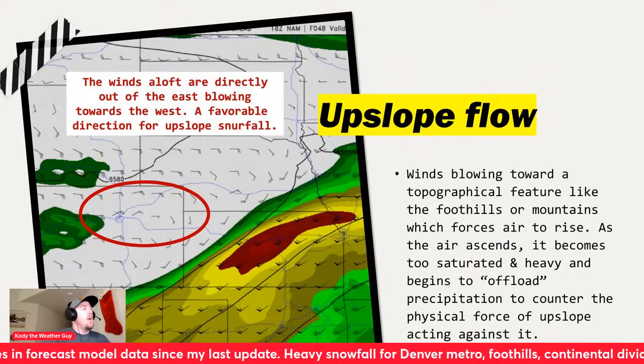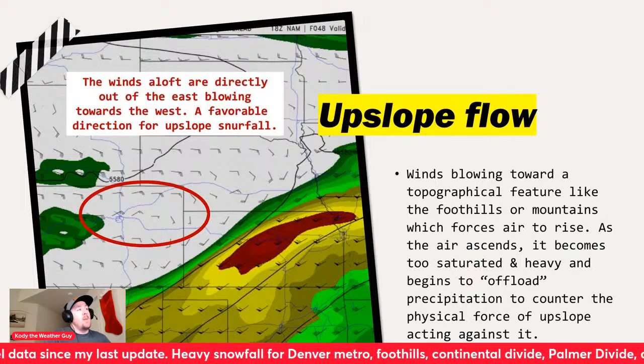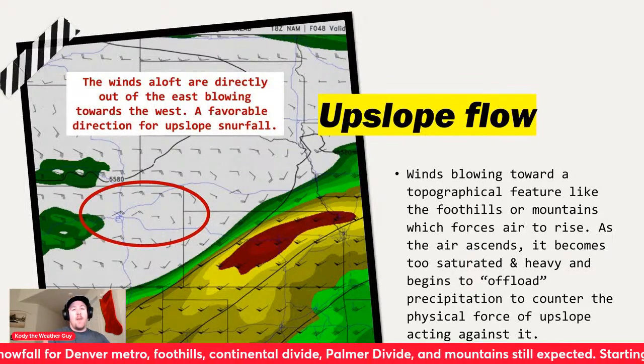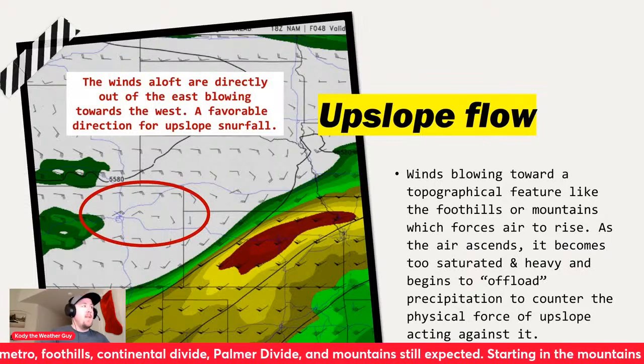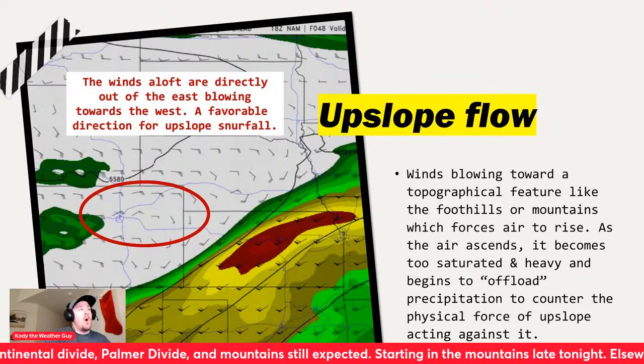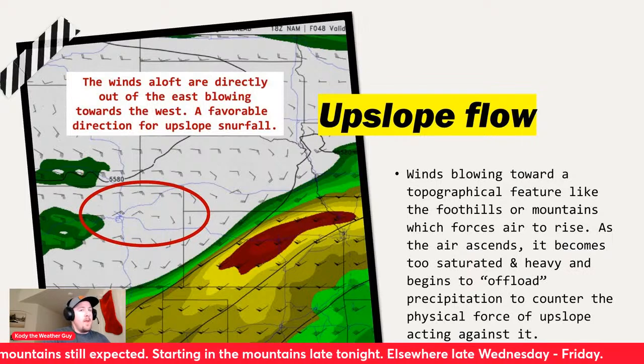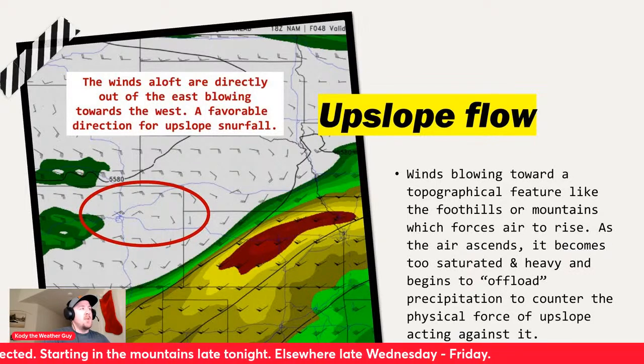Okay. This is the 500 millibar chart I just pulled this afternoon. And what you're going to notice is that as you get above the ground and you ascend in the atmosphere, the wind barbs are directly out of the east. That's a huge development from yesterday, and I'll explain why in just a second.